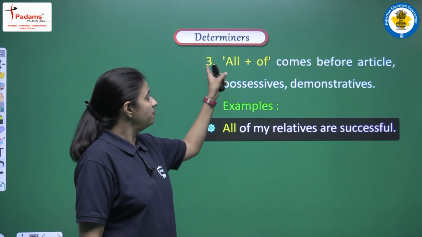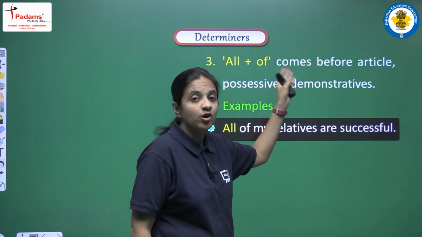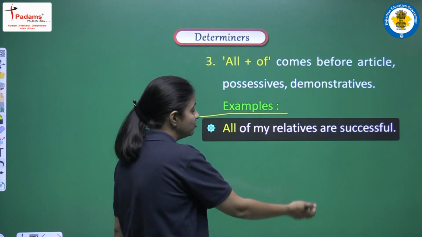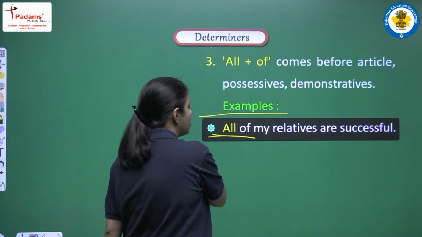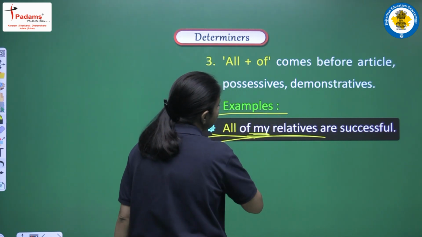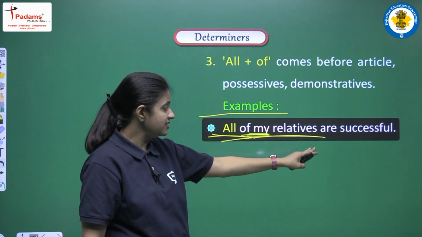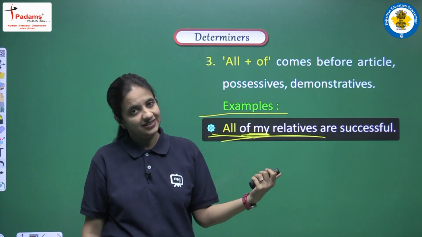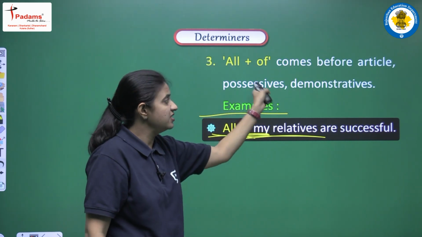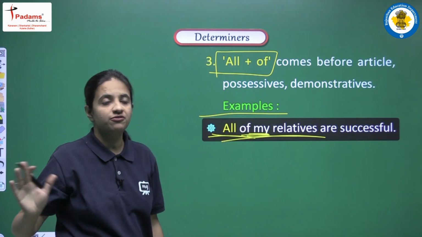Next point is all plus of. It comes before articles, possessives, or we can say demonstratives. How? So let's see the example. We are having: all of my relatives are successful. So here we are having all of. Why? Because we are having my relatives, we are having a possessive pronoun here, okay. We are talking about my, and this is the reason we are having all of, okay. So if we are having an article, possessive, or demonstrative, at that time we have to use all plus of.